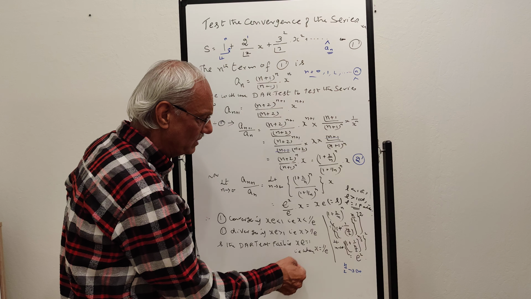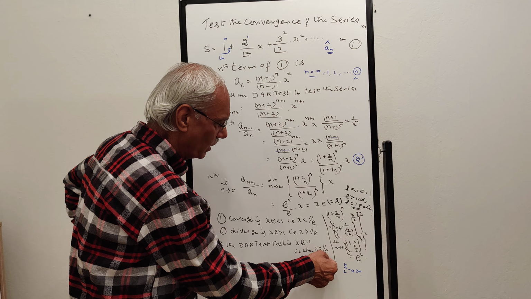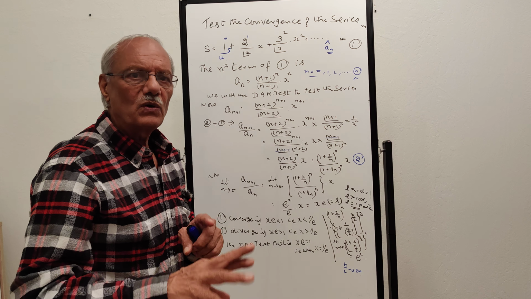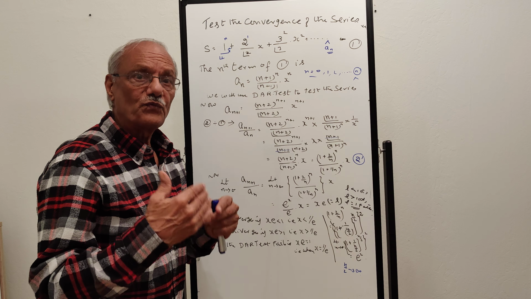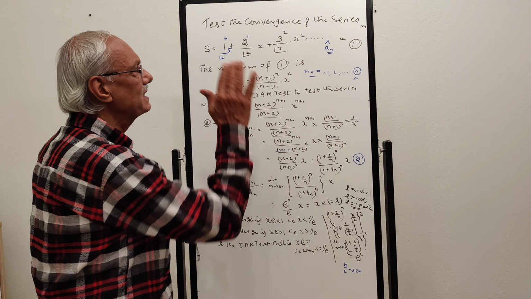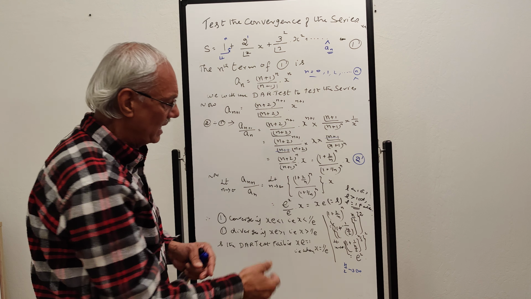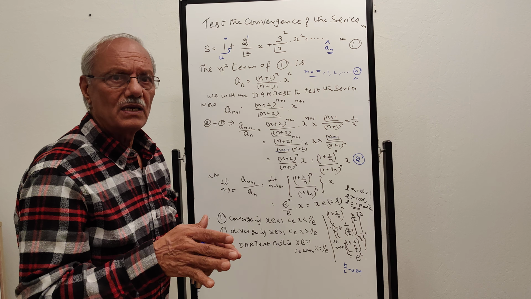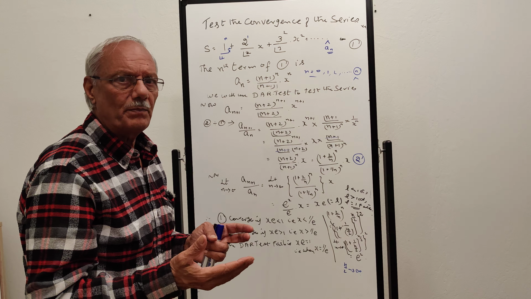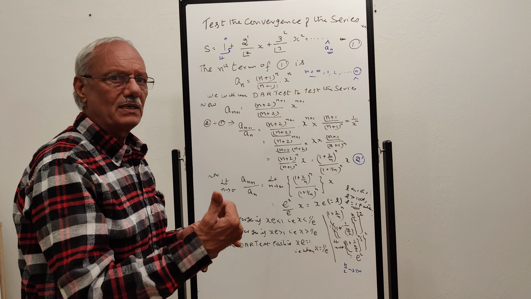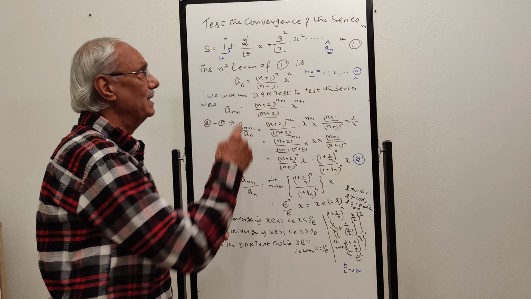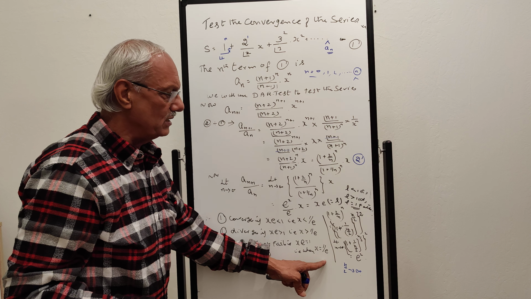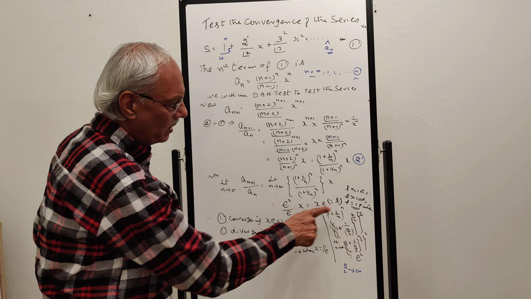But if xe is equal to 1, that is, if x is equal to 1 by e, this D'Alembert's test fails. So we have to go for some other test to find out what will happen to the series if x is equal to 1 by e, whether it will diverge or converge. We do not know what will happen. So we have to use some other test to find out whether this series will converge or diverge for x equal to 1 by e. So you have to take care of this.